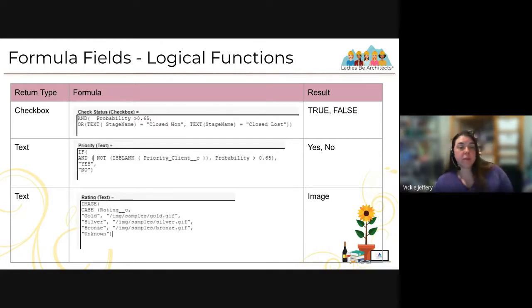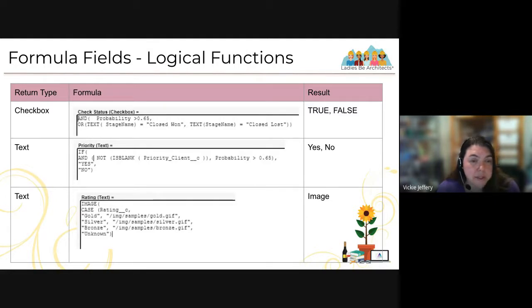So if we look at this one, we've got probability greater than 0.65, so I've forgotten what I've done here. And then I've got a stage name of closed won or a stage name of closed loss. That's going to say if the probability is greater than 65 and the stage name is closed won or closed lost, it's going to return a true or false result.